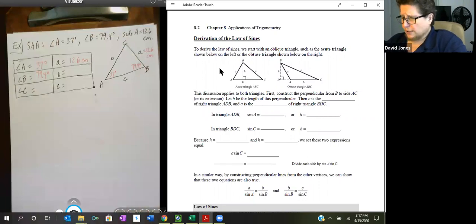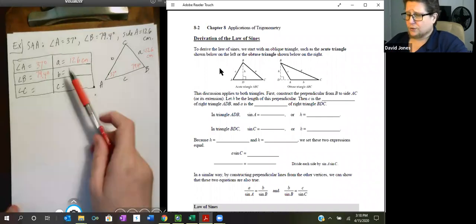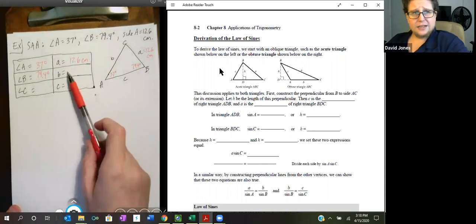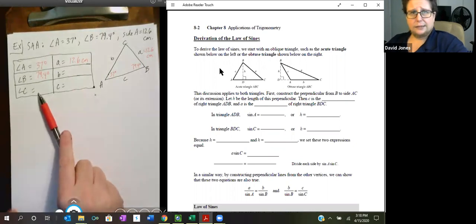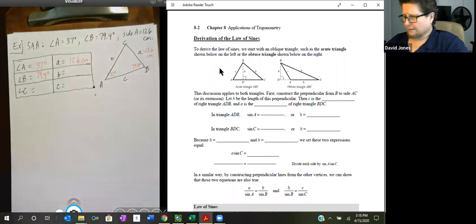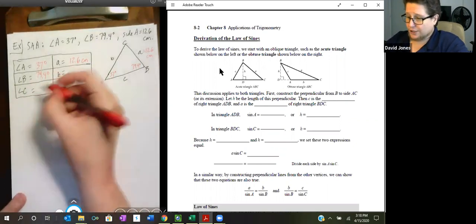Okay, so what are the things we can find right now? Without having any information on side C or angle C, we can't do anything with it until we get it. Our options are we can use the law of sines to find side B, or we can just find angle C by using the fact that they add up to 180. That one's probably easiest first.